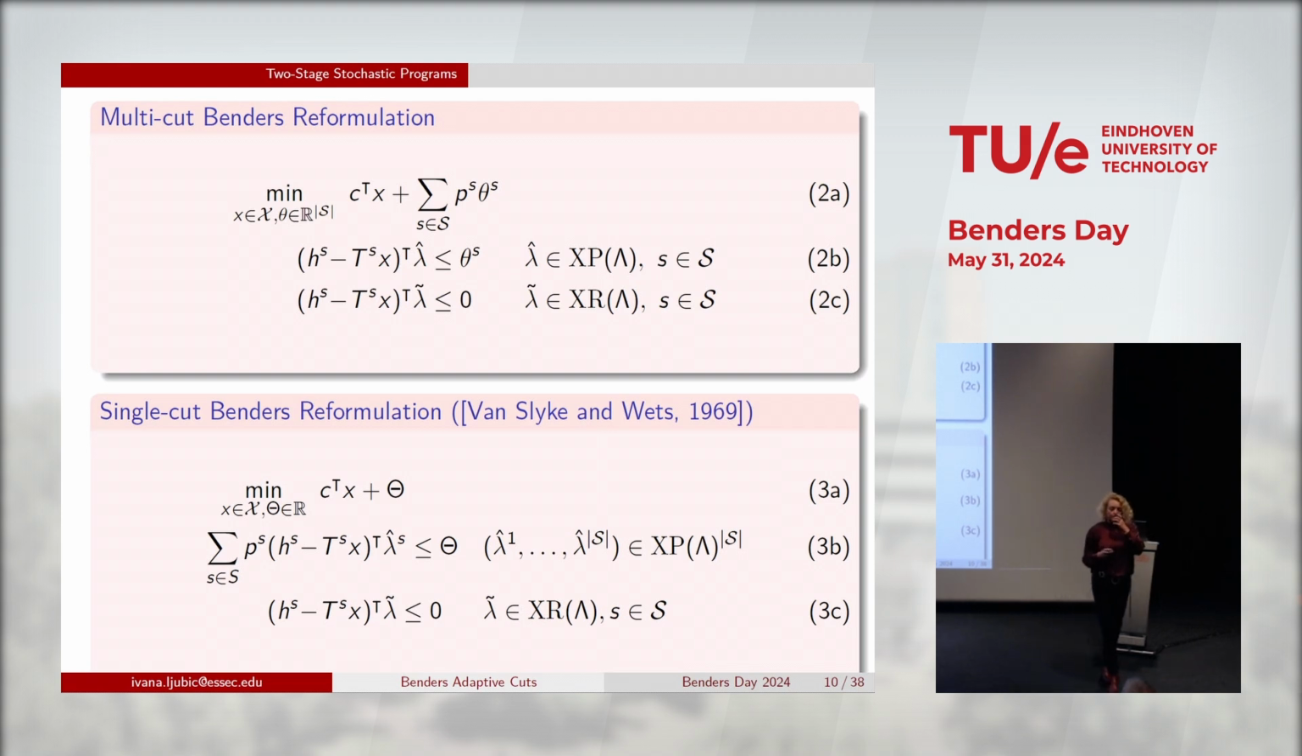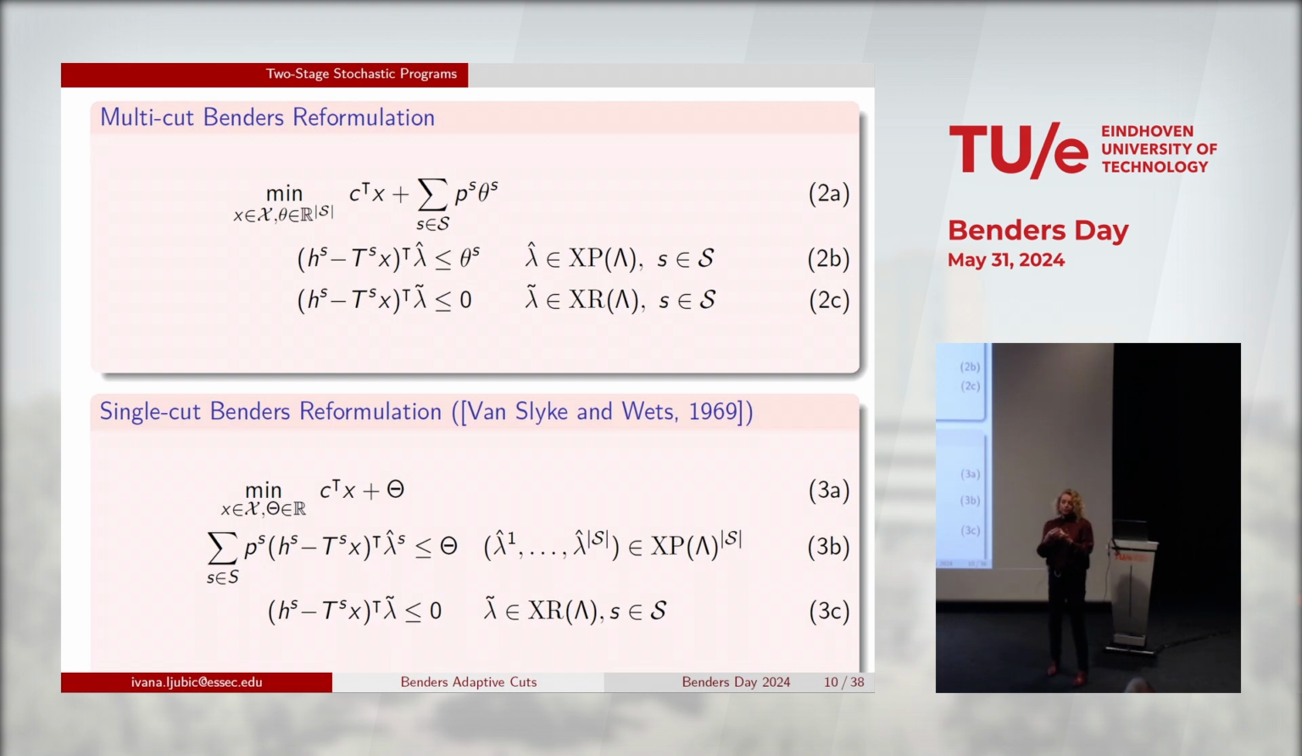Now, what is important is that if you look into the quality of the LP relaxation of these two models, and if you compare them with the LP relaxation of the original deterministic equivalent, they will be all the same. Okay? So in terms of the quality of the LP bounds, there is no difference.